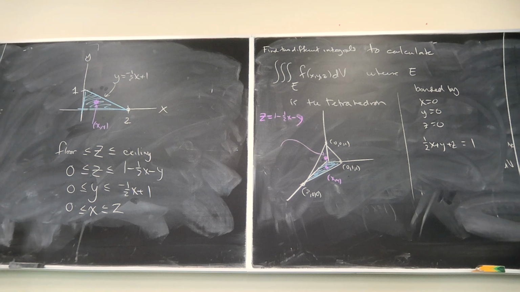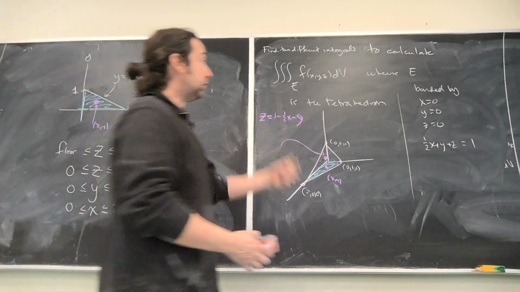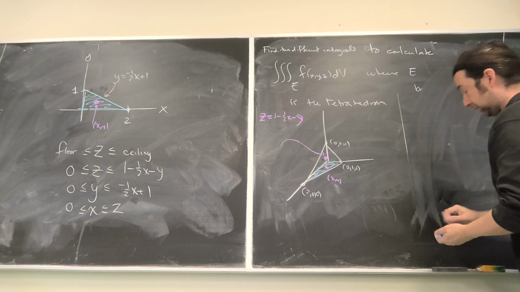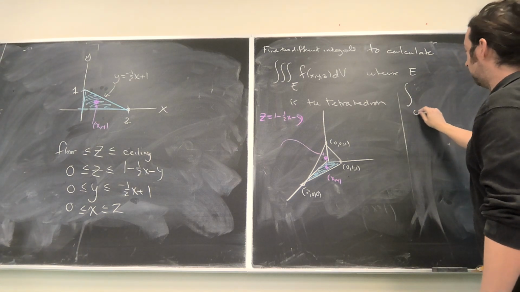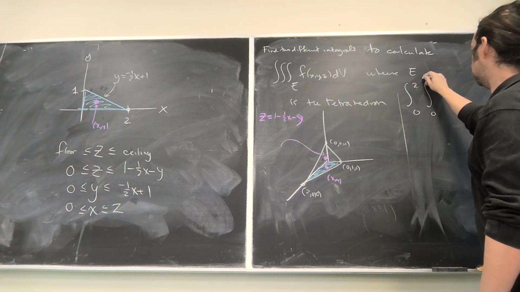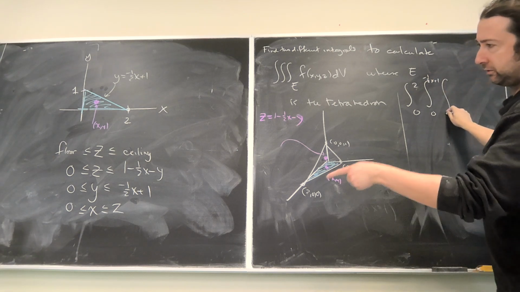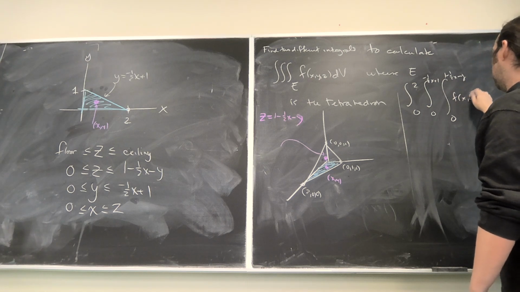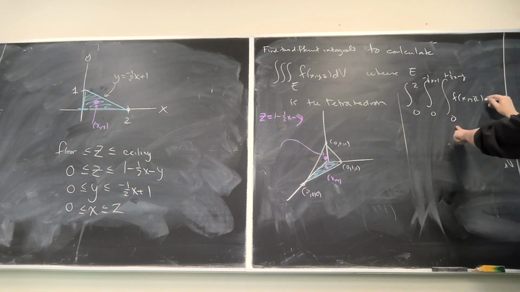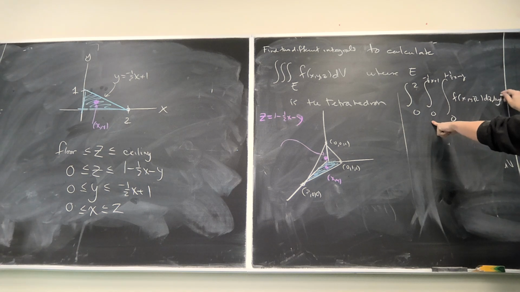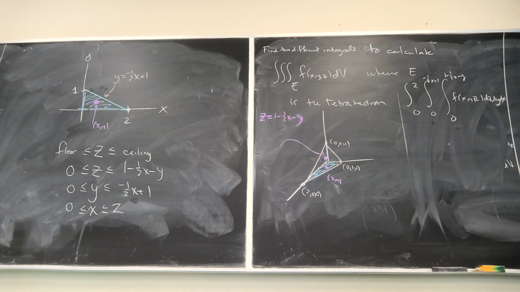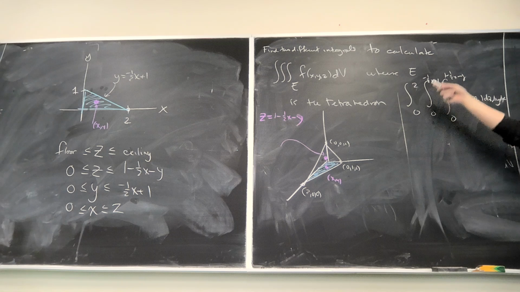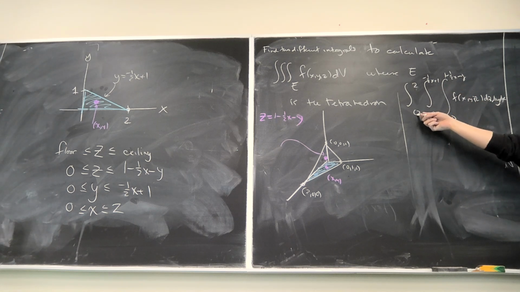This particular set of inequalities says that this integral could have been expressed in one way as the integral from 0 to 2 of the integral from 0 to minus 1/2 x plus 1 of the integral from 0 to 1 minus 1/2 x minus y of f of x, y, z, integrating dz, dy, dx. Getting rid of the z's would stick a bunch of x's and y's in its place. Getting rid of the y's would kill all the y's and replace them with x's. And finally, integrating with respect to x should just give you a number.